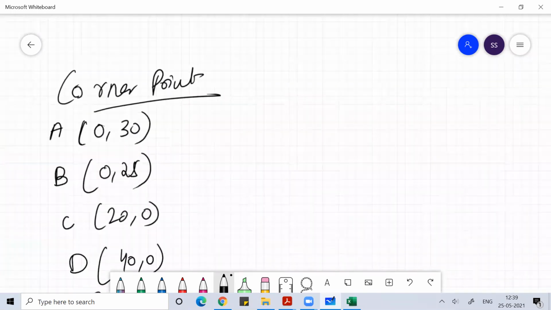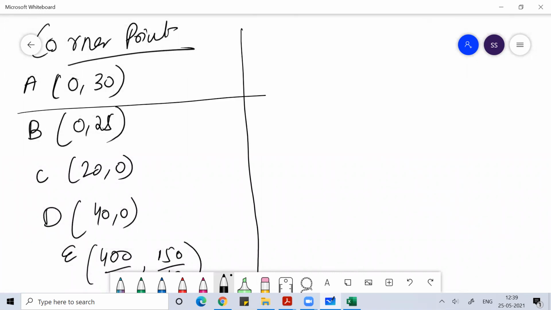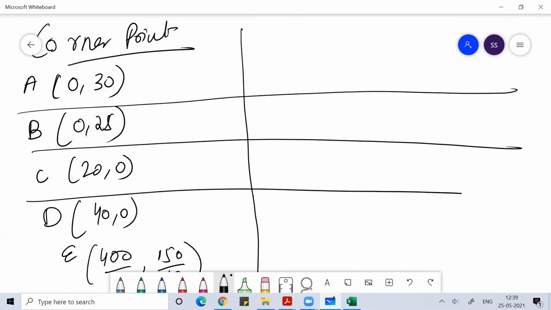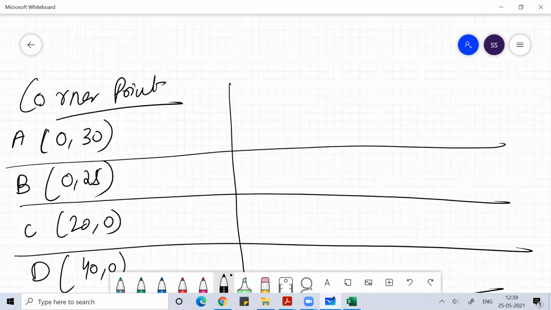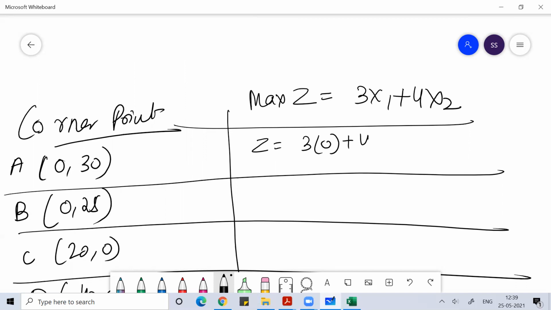Once you get these corner points, now I'll use the objective function. The objective function was maximum of z, that is 3x1 plus 4x2. So I'll put them here and see what value I'm getting. I'll find the z value. So 3 into 0 plus 4 into 30, I get 120. Like this, I'll substitute and find the z value, and that would be my answer, which gives the maximum value.